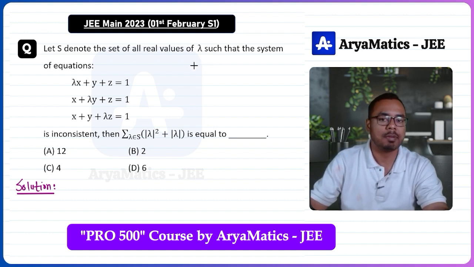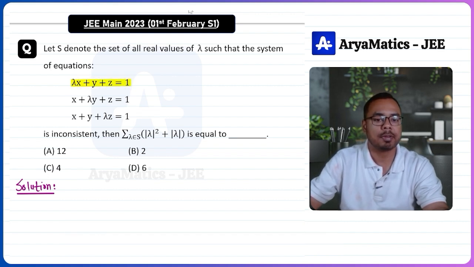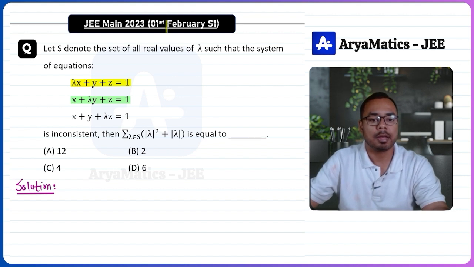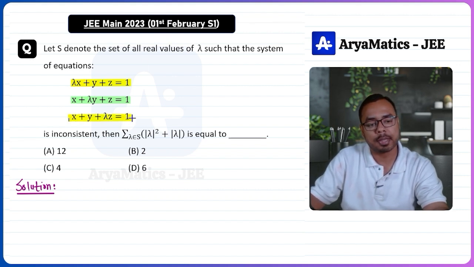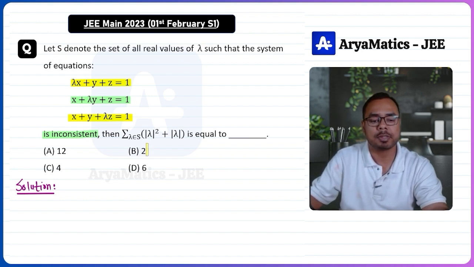S is the set of all the real values of lambda for which this system of linear equations is inconsistent. The first equation is lambda x plus y plus z equals 1. The second equation is x plus lambda y plus z equals 1. And the third equation is x plus y plus lambda z equals 1. S is the set of all those values for which this will be inconsistent. Then we have to find the summation, over lambda belonging to S, of modulus of lambda square plus mod lambda.